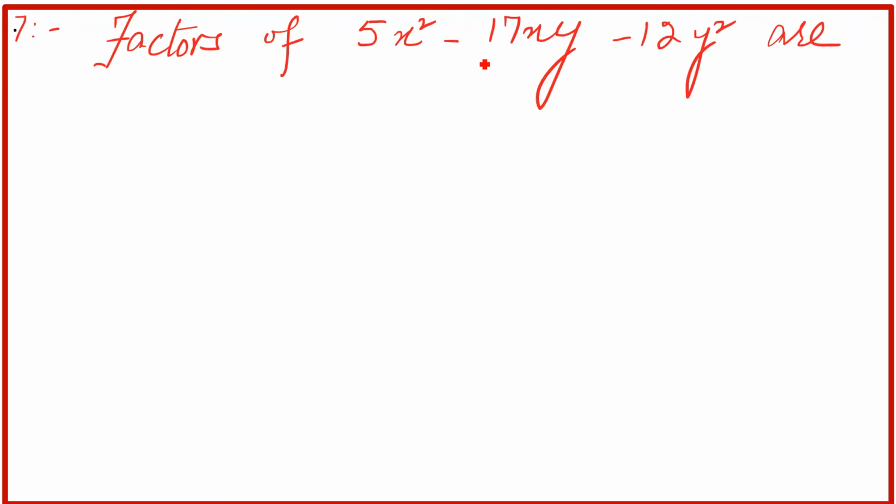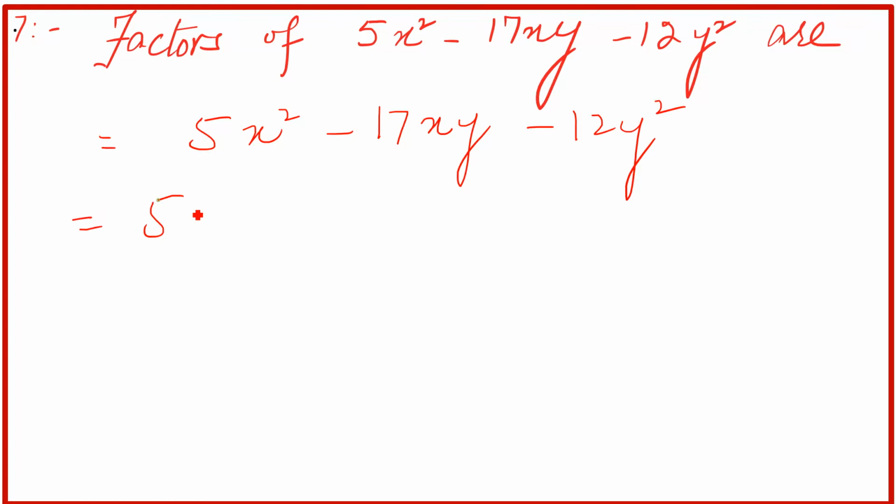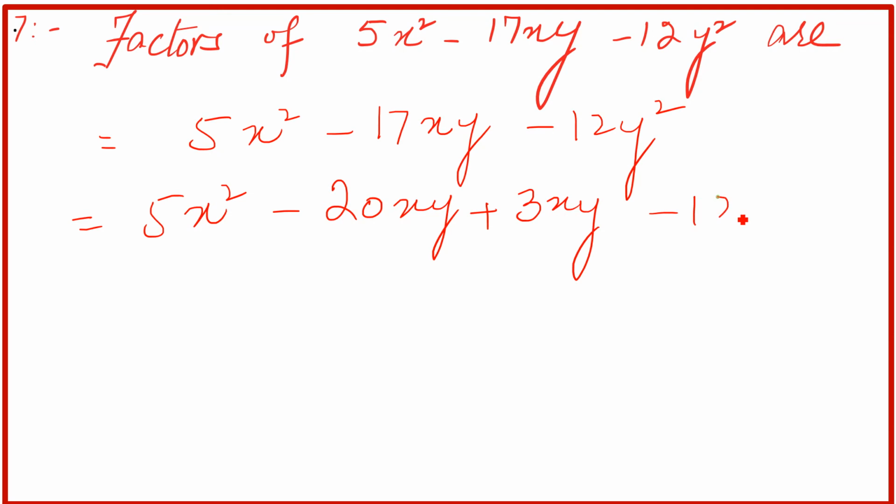Factors of 5x square minus 17xy minus 12y square. The factors of this we have to find out, right? Again, it is very easy. You have to write down 17xy in such a way that when we add the two terms, it should be equal to minus 17. But when we multiply, we will get minus 60 x square y square. You have to multiply the first and last term. 12 times 5 is 60 x square y square. So 20 times 3 is 60, and 20 minus 3 is equal to 17.